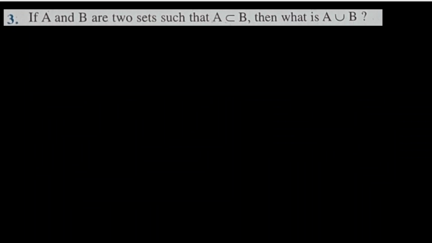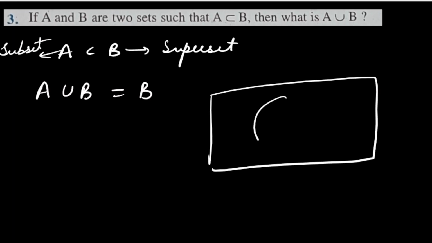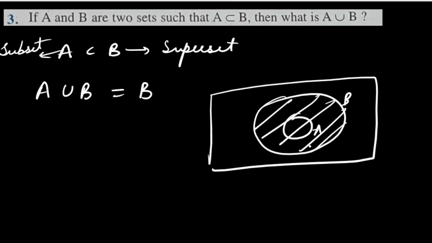Now question number three. See, question number three is actually related to question number two. What note I told you, same thing. If A and B are two sets such that A is a subset of B, then what is A union B? So we have discussed just now, A union B is equal to B, the superset. B is a superset of A and this is a subset. So with a Venn diagram also, once again, if this is the universal set, this is set B and this is A, so its union will be B only, everything.